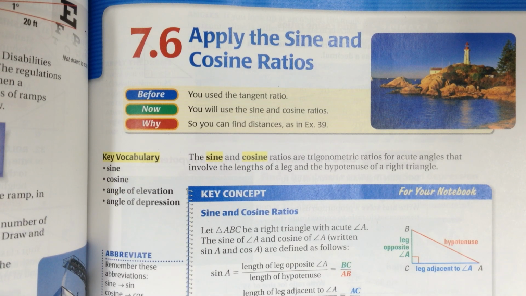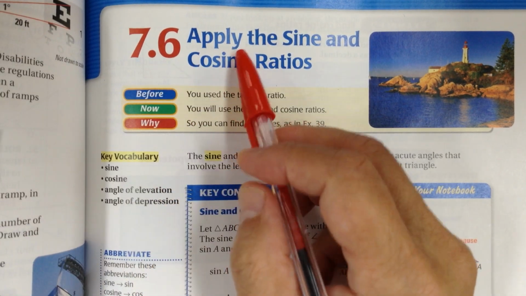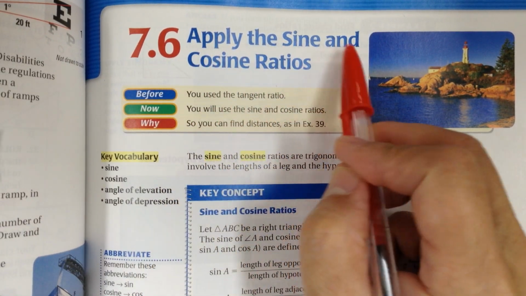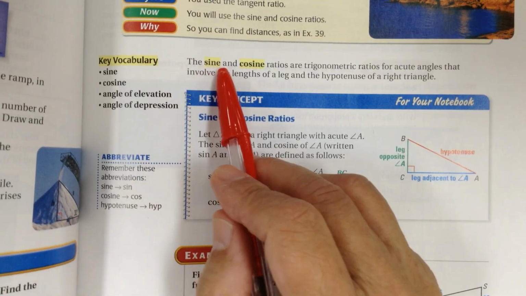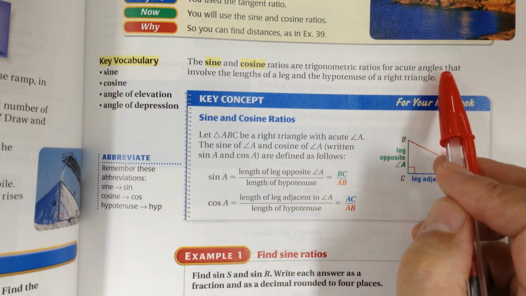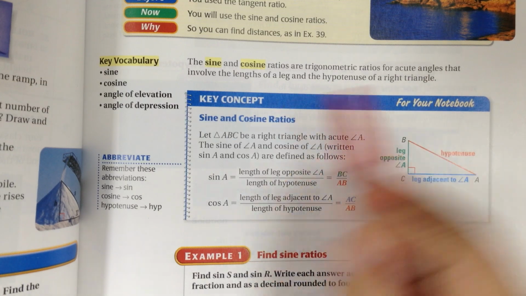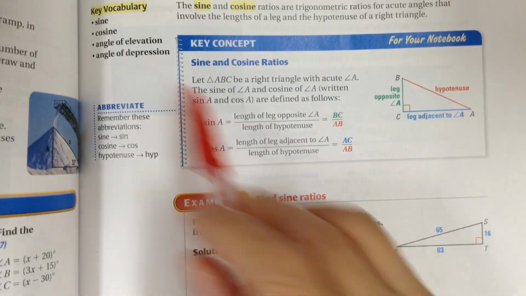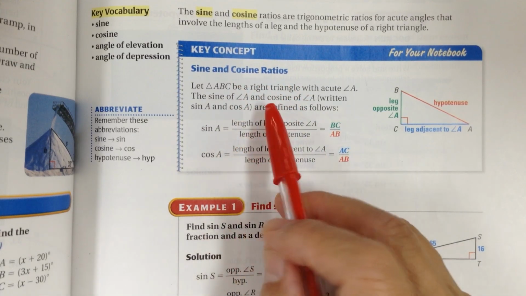Let's go to page 473, and this is lesson 7.6, and this lesson is to apply the sine and cosine ratio. Okay. So the sine and cosine ratios are trigonometric ratios for the acute angles that involve the length of the leg and the hypotenuse of a right triangle. Okay. So here's a key concept, so make sure you know all your ratios.